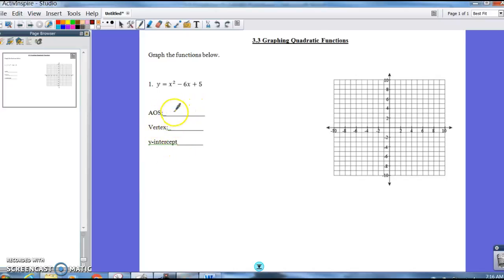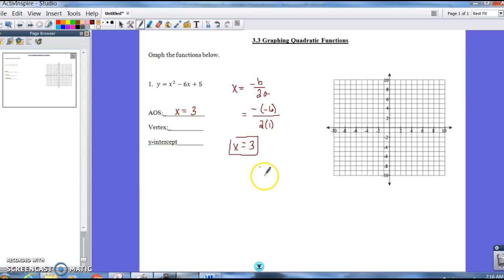We already know how to find the axis of symmetry and the vertex, so let's go ahead and do that first. Remember that for the axis of symmetry, we're doing x equals negative b over 2a. So if I go ahead and do that, I have negative b, which is negative 6, over 2 times 1. A negative times a negative is positive, so that's going to be 6 over 2. So x is going to equal 3. So that's my axis of symmetry.